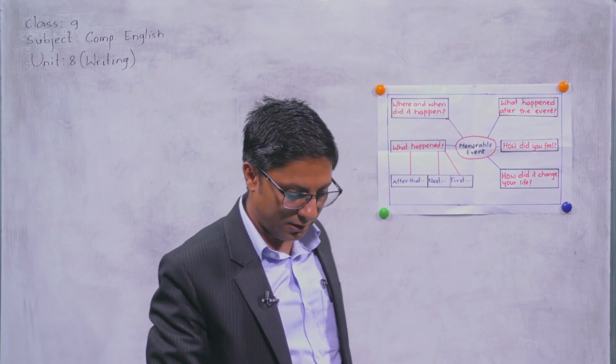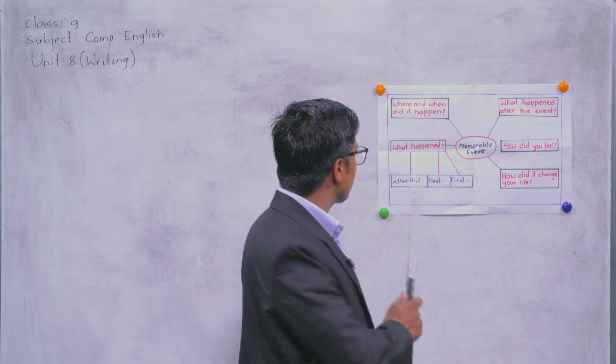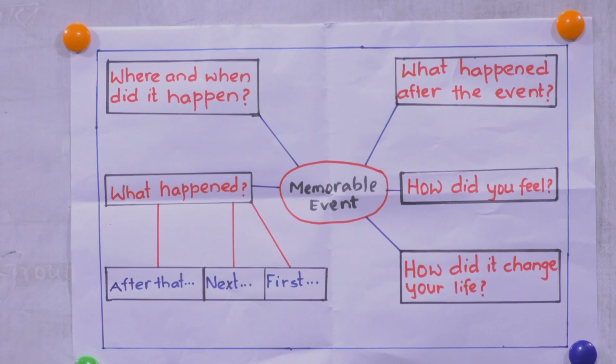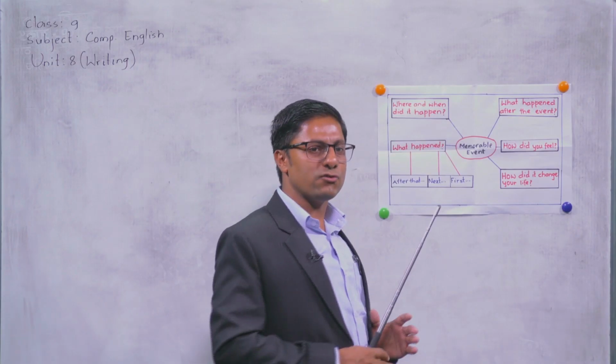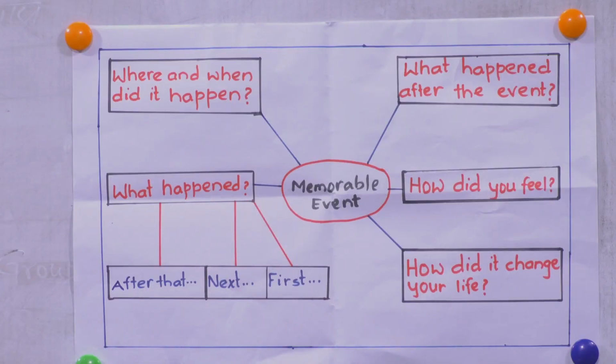Okay, dear students, I would like to draw your attention towards the board here. There is a chart you can see. You can see this chart in the textbook also. You can look there too. So, now our task is to write about a memorable event. A memorable event means any event that occurred in our life which we cannot forget, which has made a contribution in our life, which has changed our life. Such an event is known as a memorable event.